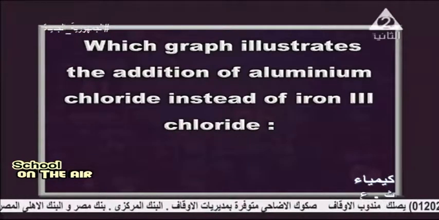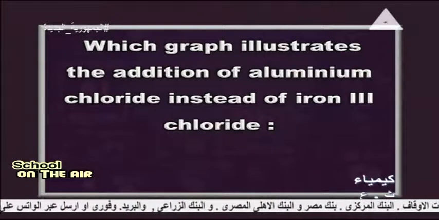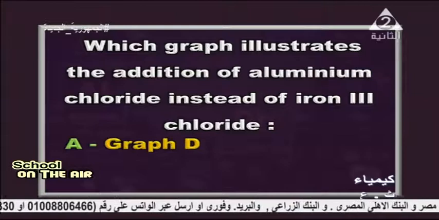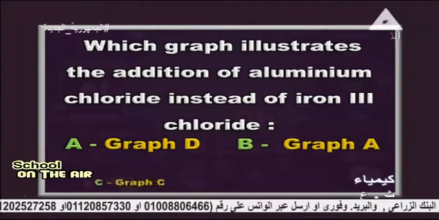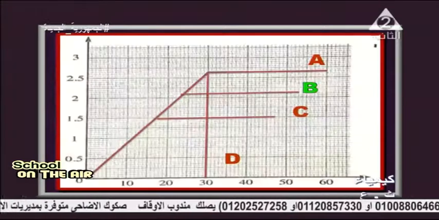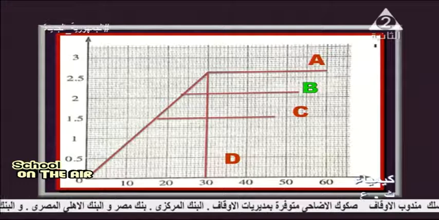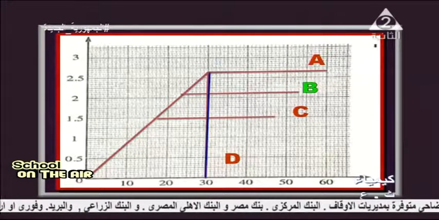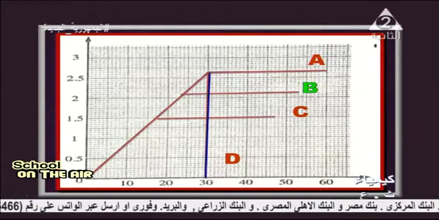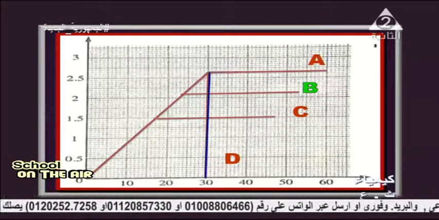Next point, which graph illustrates the addition of aluminum chloride instead of iron 3 chloride? Is it graph D, graph A, graph C, or graph B? If you look at the graphs, we know that the aluminum hydroxide precipitate reacts with excess sodium hydroxide, forming soluble sodium metaaluminate. So graph D will be the right answer.